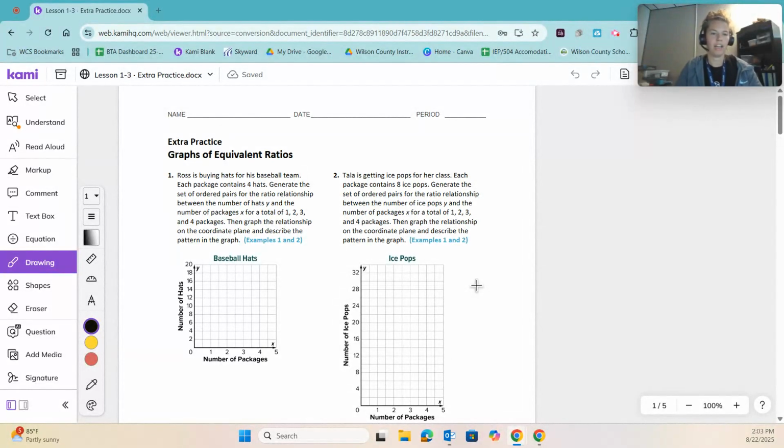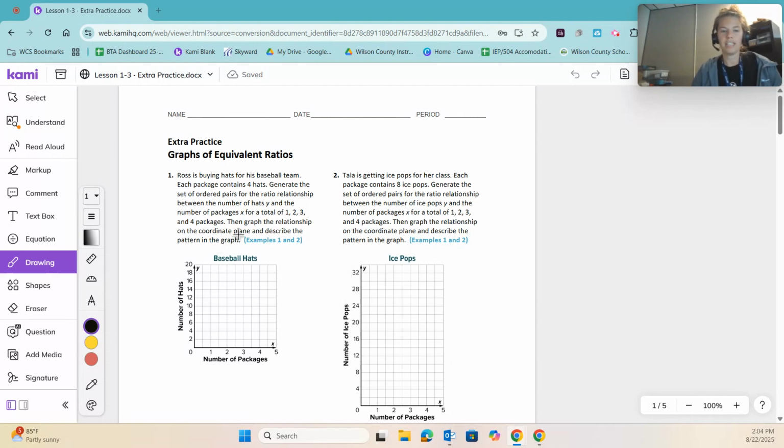Today we'll be looking at graphs of equivalent ratios. Ross is buying hats for his baseball team. Each package contains 4 hats. Generate the set of ordered pairs for the ratio relationship between the number of hats, y, and the number of packages, x, for the total of 1, 2, 3, and 4 packages. Then graph the relationship on the coordinate plane and describe the pattern in the graph.